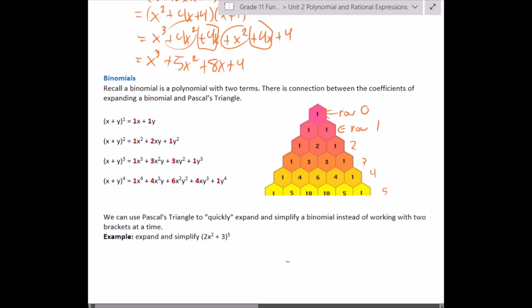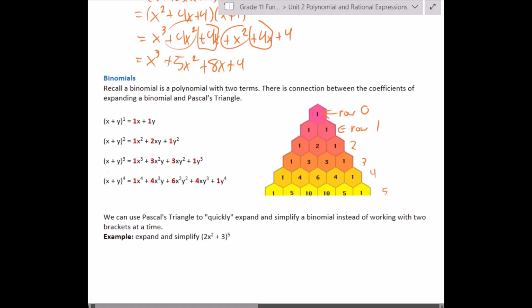Now, obviously with higher orders, let's say you have 2 values in this to the power of 12, this gets just absolutely insane. So Pascal's triangle provides a quick, and in quotation marks, a quicker way of expanding and simplifying a binomial instead of working with 2 brackets at a time.